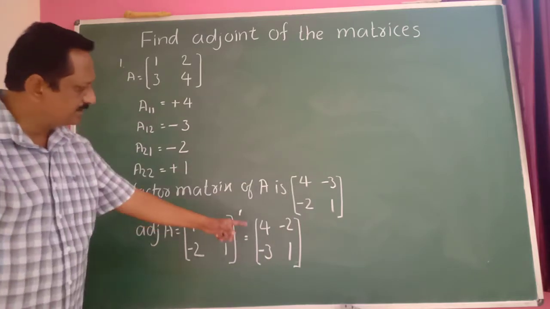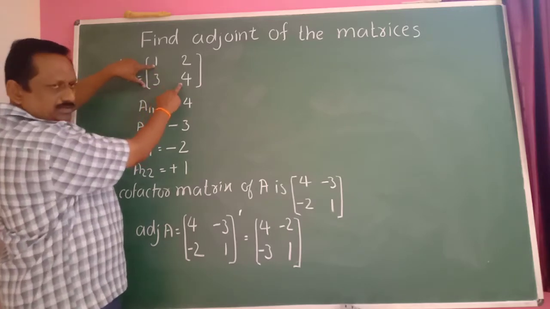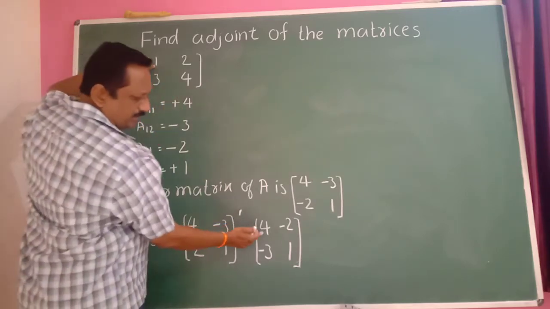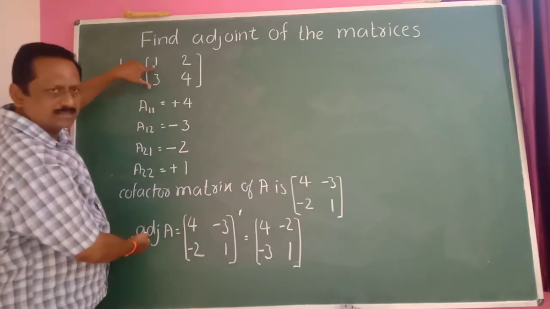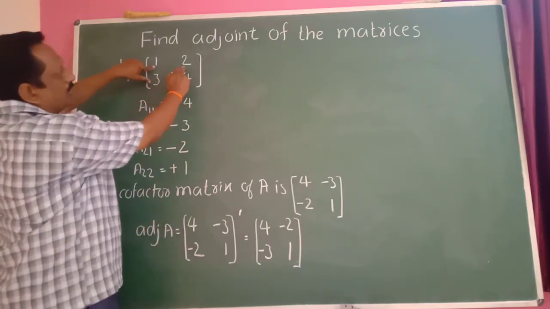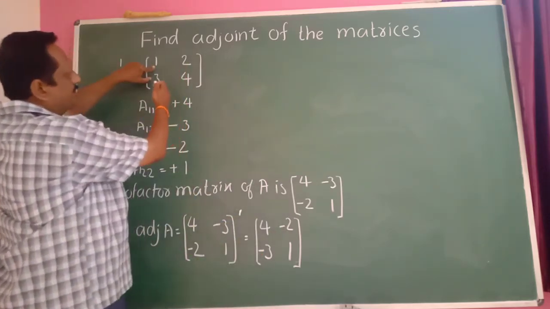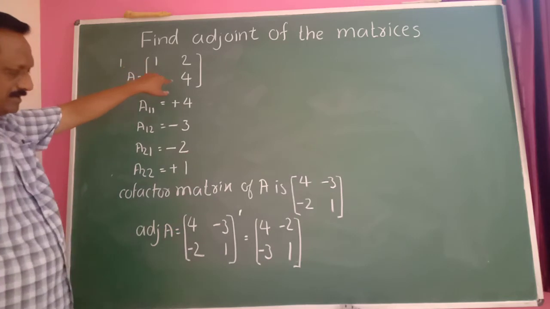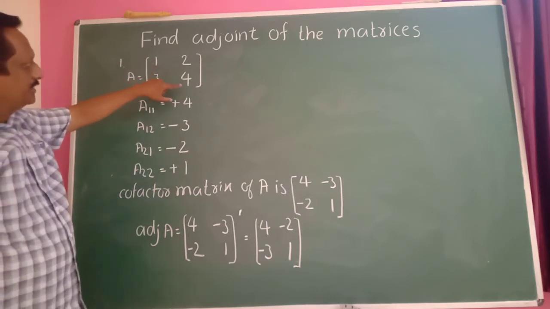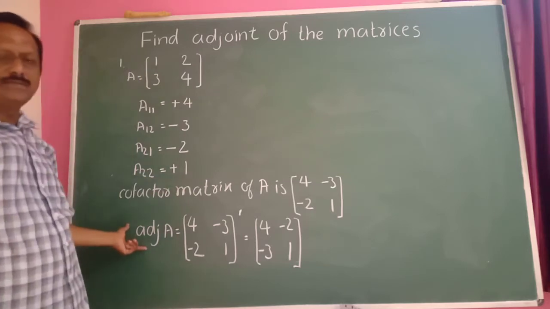Just observe this matrix and this matrix here. Here 1 4 are the elements in the diagonal of the given matrix. Here 4 1 are the elements in the adjoint of the matrix. Interchanging the diagonal elements here. 2 3 are the non-diagonal elements. Here minus 2 minus 3 means the sign of the non-diagonal elements is changed. Therefore, if you interchange the diagonal elements and change the sign of the non-diagonal elements, then it becomes the adjoint of the matrix here.